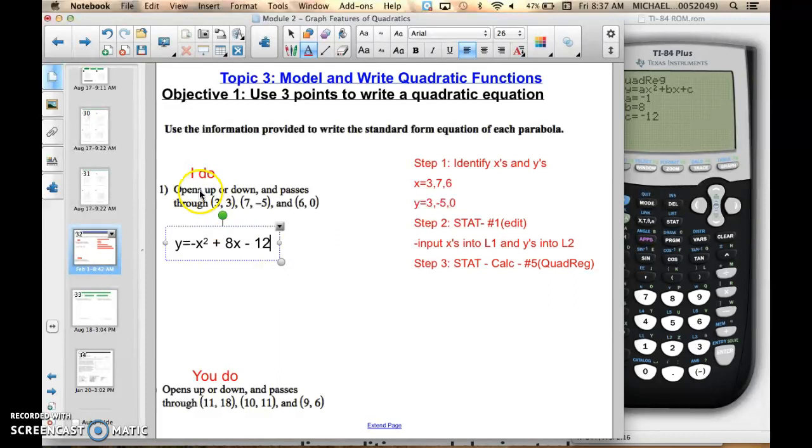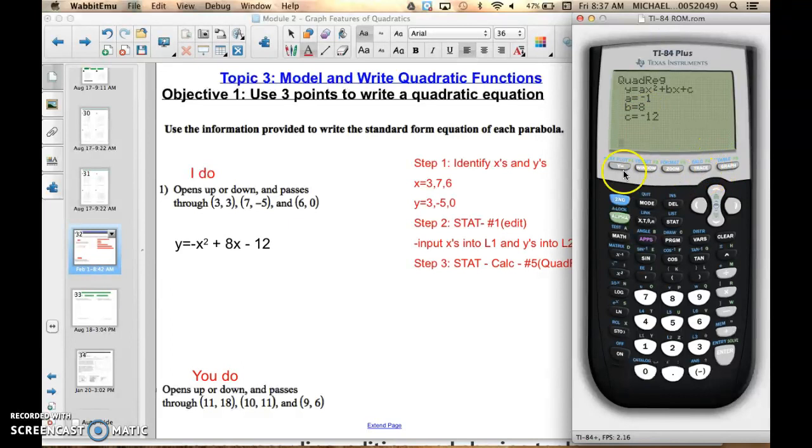If you want to, you can go ahead and check to make sure that if I plug this into y equals -x squared plus 8x minus 12 and hit graph, I can bring up a table option by hitting second graph. It brings up the table, the blue above that. And let's see, at x equals 3, y equals 3, good. At x equals 7, y equals -5. And at x equals 6, y equals 0. So we indeed found the line of best fit.